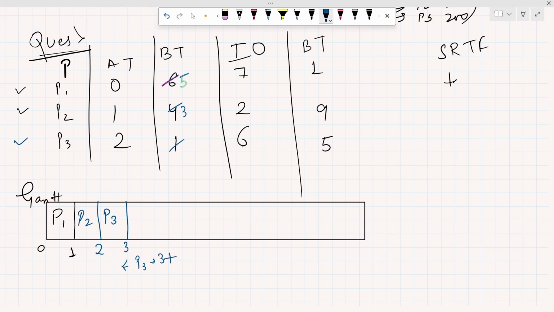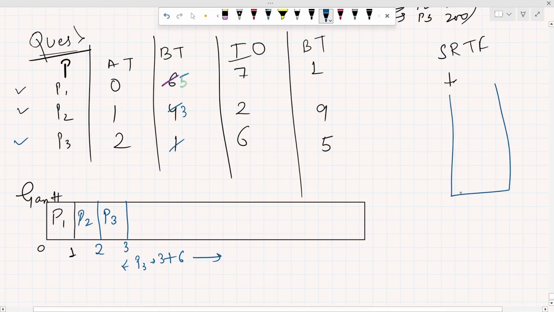In this case, P3 takes 6 units of time to perform an I/O operation. So at arrival time 6, P3 again comes in the ready queue. Let's see this in this way, like P1, P2 and P3. We have 3 processes, P1, P2 and P3. P3 completed, P3 goes for an I/O operation.